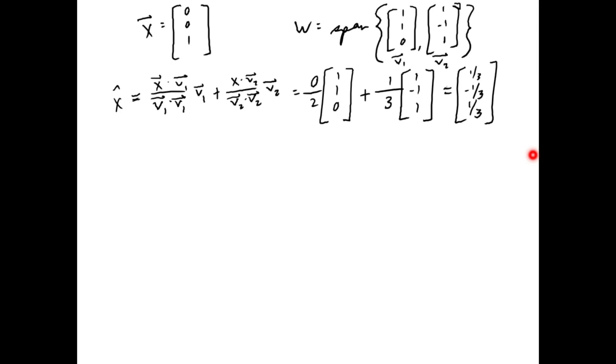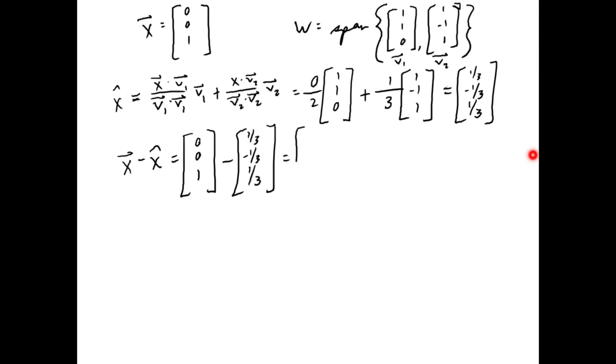Okay, now let's remember what this is. We've answered the first part of the question. The question said find the point in W that is closest to x. Well, that's this one. x hat is the point in W that is closest to x. Now we need to find the distance, which means we need to find x minus x hat. So if I subtract those, I'm going to get negative 1/3, 1/3, and 2/3.